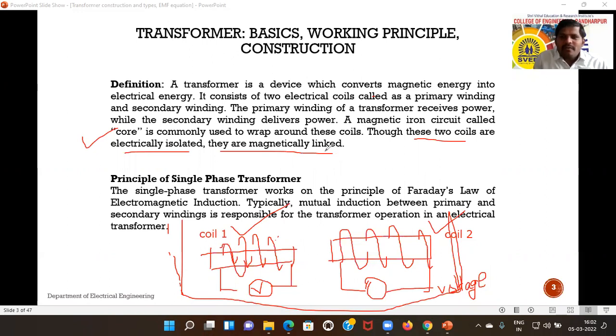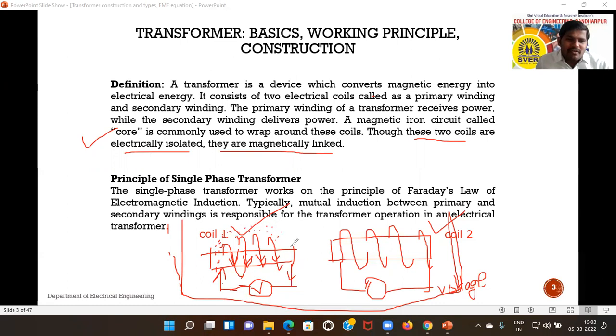Now see, when the supply is provided to one coil, what will happen? I gave supply to one coil. That means when voltage is applied to one coil, in that situation some current will start flowing from that coil. Okay, when the current starts flowing from that coil, in that situation it will induce some flux, right?